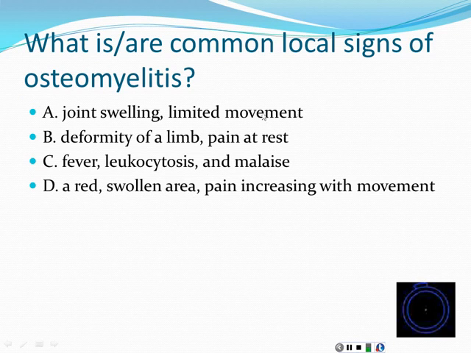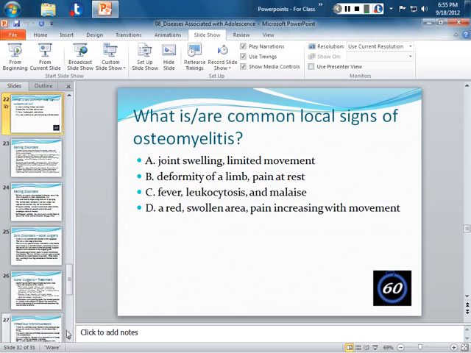And joint swelling, limited movement, that's JRA again, rheumatoid arthritis, or what we call a septic joint. A joint cavity can get infected just like anything else can. And I know we didn't talk about that, but that's what joint swelling and limited movement would be. All right.